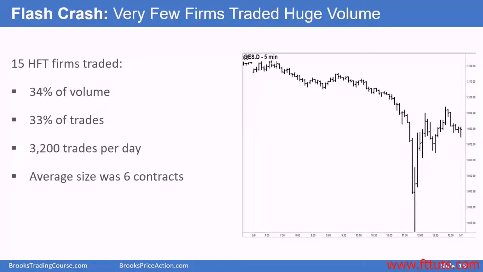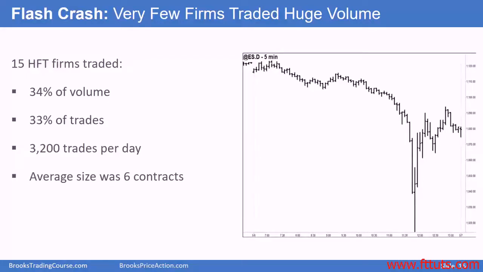And there's been some analysis of that particular day, and what they discovered was that 15 firms, only 15 high-frequency trading firms, that's all it took. They traded 34% of the volume. They traded 33% of all trades, and they averaged about 32,000 trades that day. What's really interesting and really important is this. They traded 6 contracts on average per trade.